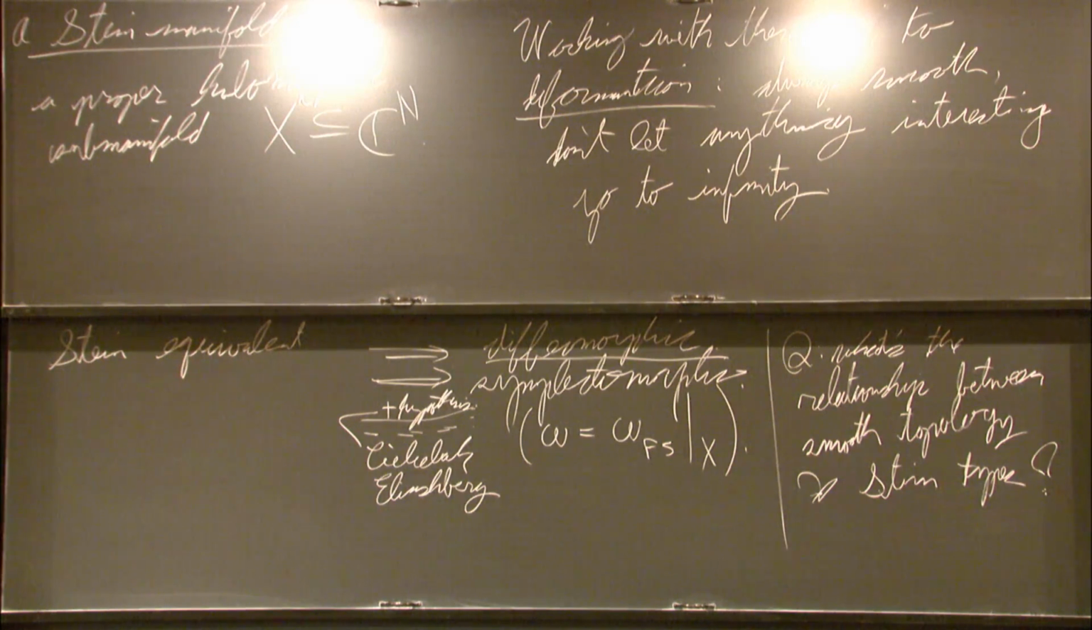So now a bit more generally, another statement is that in any dimension, if X is Stein, then X has the homotopy type of a half-dimensional CW complex. This is just some version of the Lefschetz hyperplane theorem.